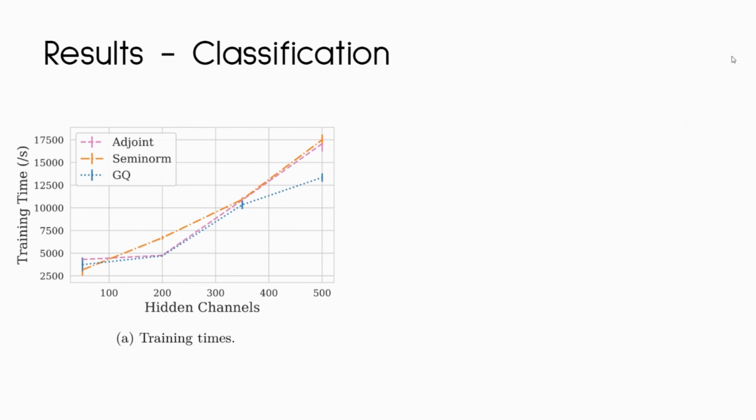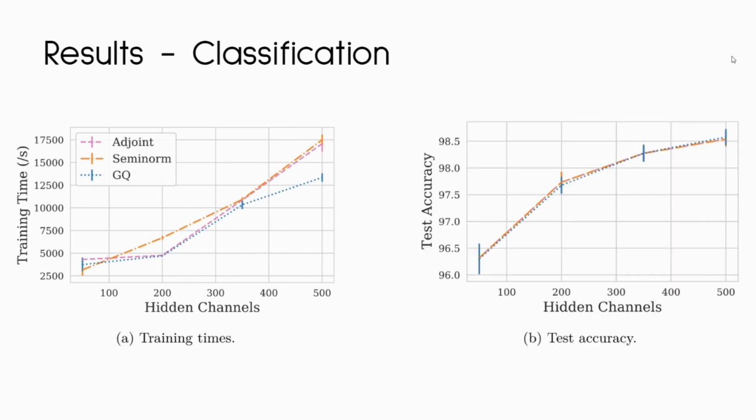The next test was classification using MNIST, and again we see that Gaussian quadrature roughly stays with the adjoint method for small models, but then as the number of hidden channels increases, it scales better. As the number of parameters increases, this method becomes better compared to the adjoint method. And again, when we plot the test accuracy, we see that the gradients calculated were as effective as those calculated by the adjoint method.